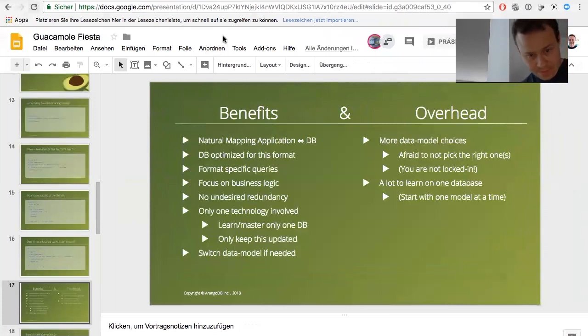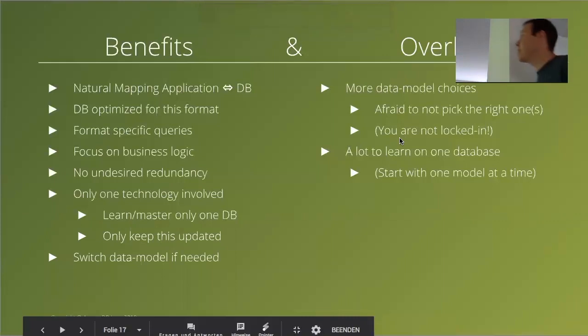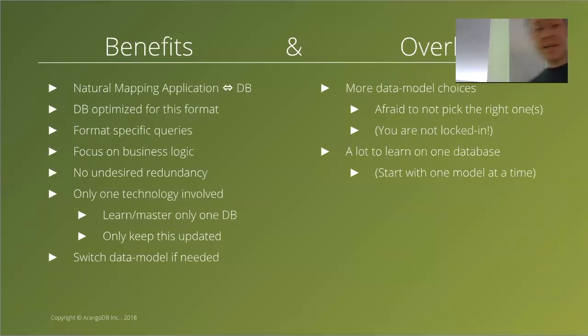Okay, let's go back to presentation mode. Let's take another look at the benefits and the overheads, now taking into account the multimodel approach. On the benefits part, it starts with the same. So we still have natural mapping of the application into the database. Every data model is still implemented. I can just use it as it is. The database has a core to compute this data model, so it's optimized. You get format-specific queries, and you still focus on this a lot.